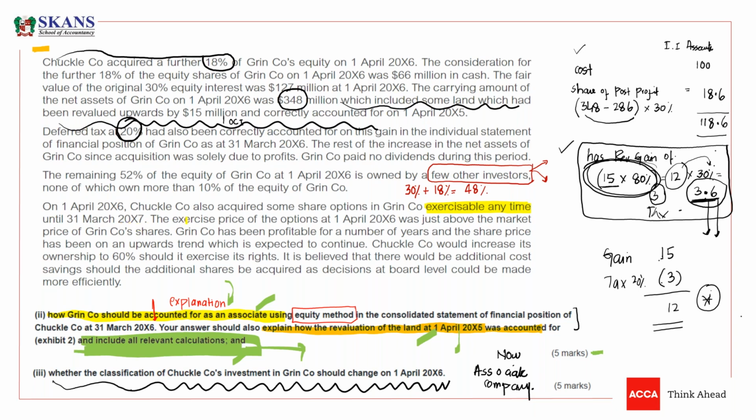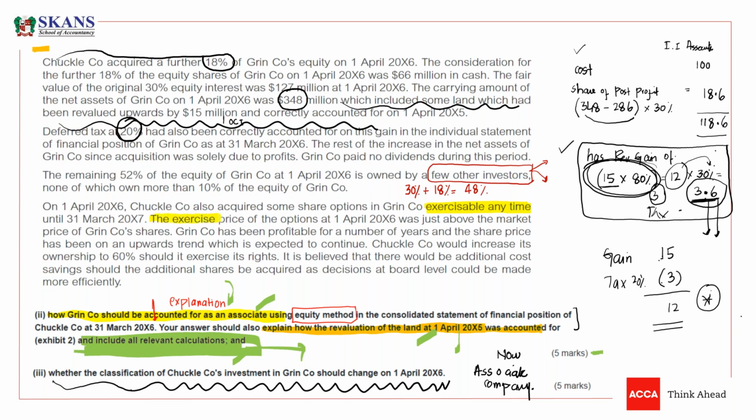Until 31st March X7, the exercise price of the option, this is important, on 1st April X6 was just above the market price of Green's share. Green company has been profitable for a number of years, and the share price has been on an upward trend, which is expected to continue. This is important, guys.